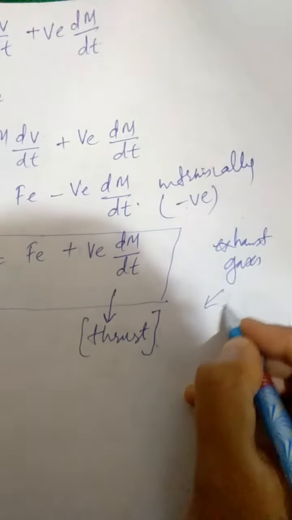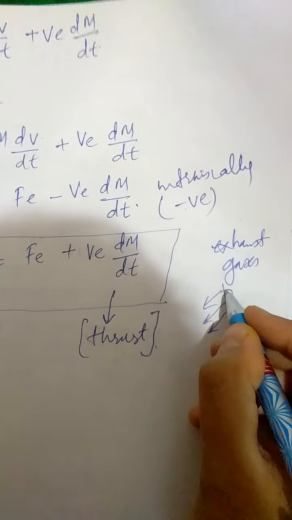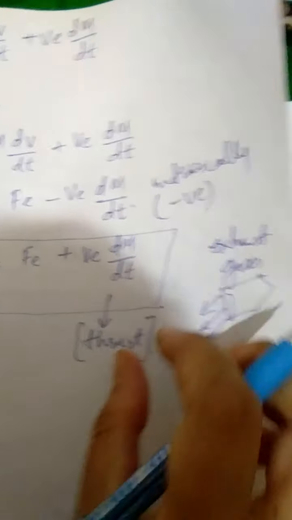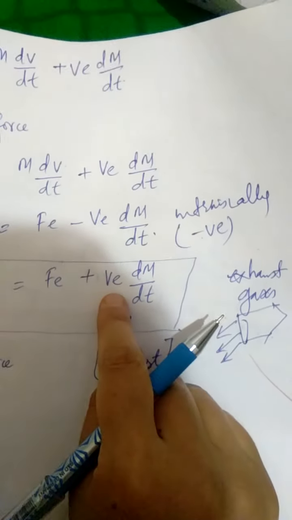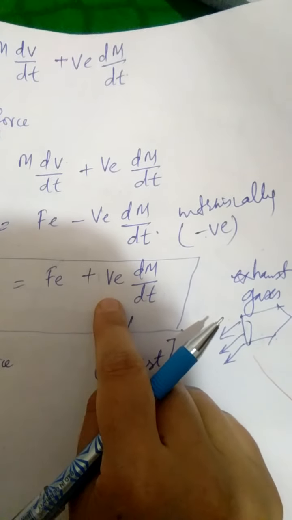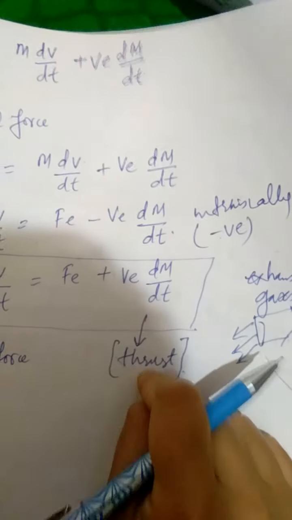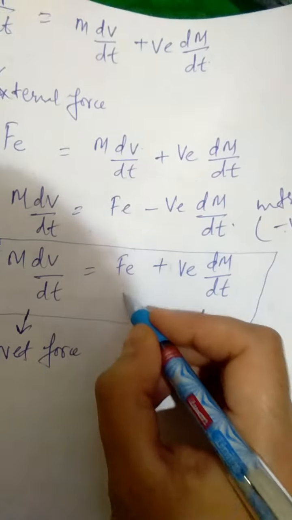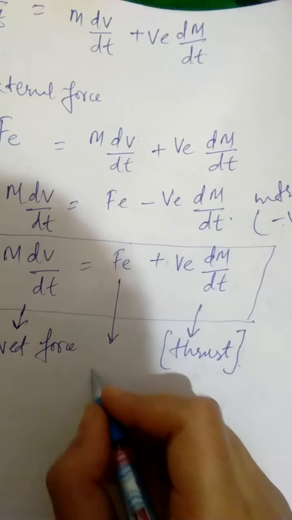Because they are moving in the backward direction, they are producing an equal thrust on the rocket to move in the forward direction. And this is the thrust on the rocket due to the gases that leave from behind, right? So that's why we call this factor thrust. This is also a force, but we call it thrust more properly. And this is called the external force.